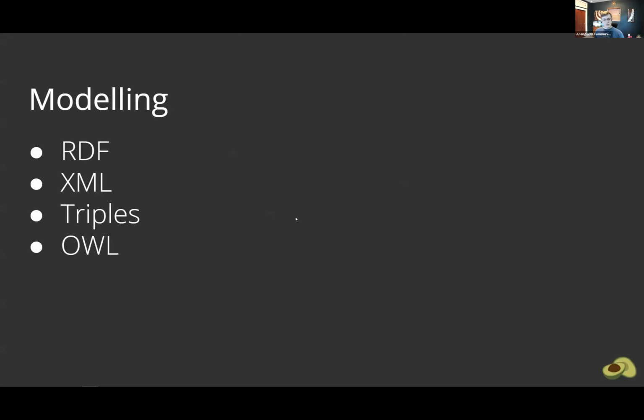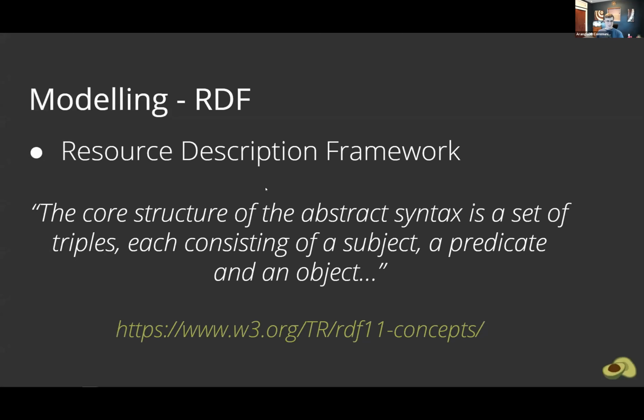Okay, now some of the modeling concepts are going to be RDF, XML, triples, and OWL. We're going to cover these in a quick kind of basic overview as well, but these all are also what make up working with knowledge graphs. It's sort of a combination of these things depending on how you end up using it. And we'll see a bit more what that means in a second here.